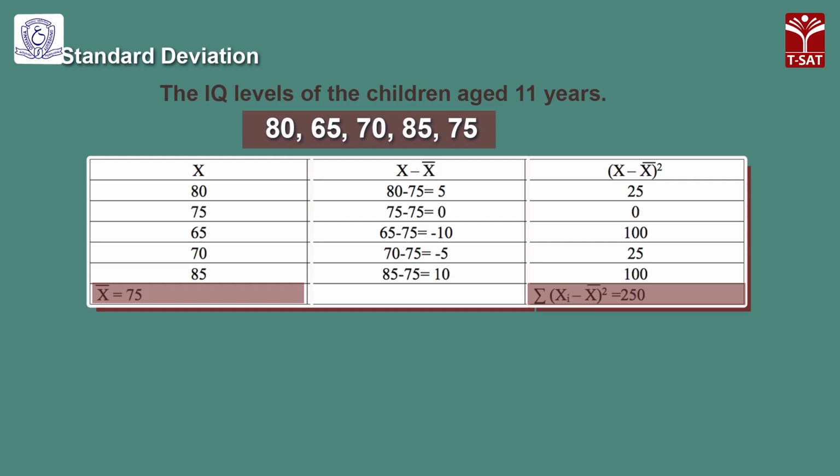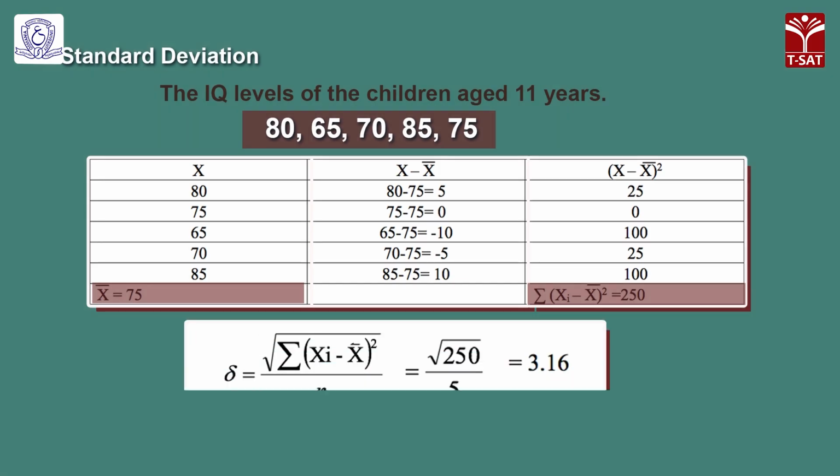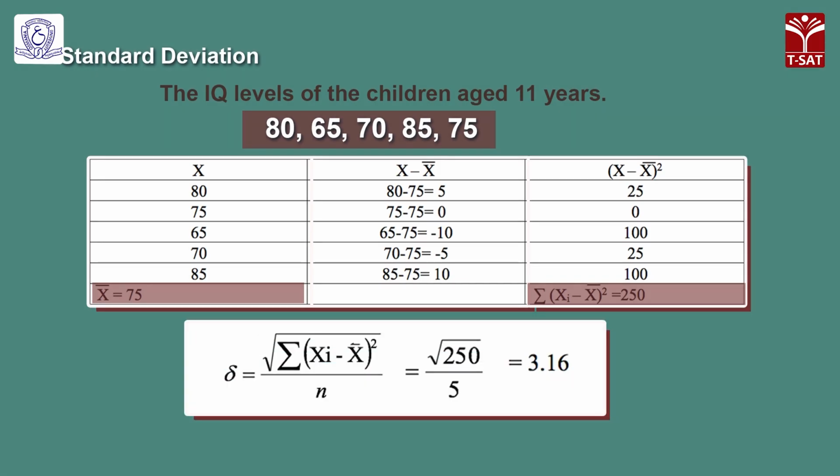And our duty is to simply put these values in the formula. Omega is equal to the square root of sigma of (xi minus x bar) whole square divided by n, which is equal to the square root of 250 divided by 5, which is equal to 3.16. The standard deviation is 3.16.